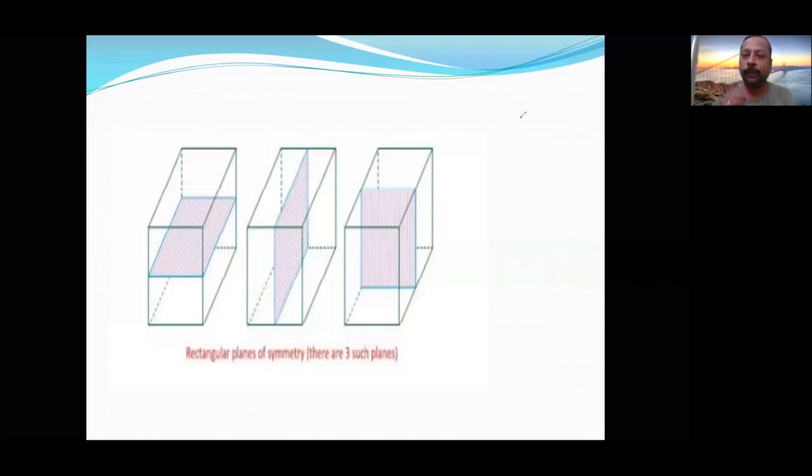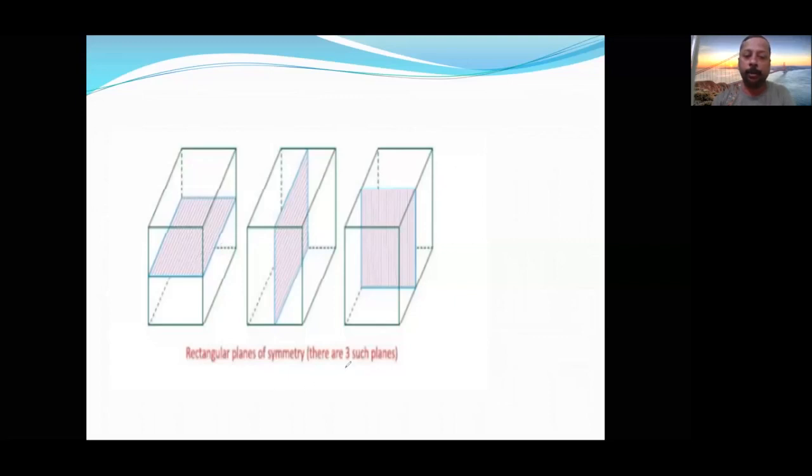First we are going to study which symmetry? Plane of symmetry. In plane of symmetry also there are two types. The first one we are going to study is the rectangular plane of symmetry. So this is the rectangular plane of symmetry.